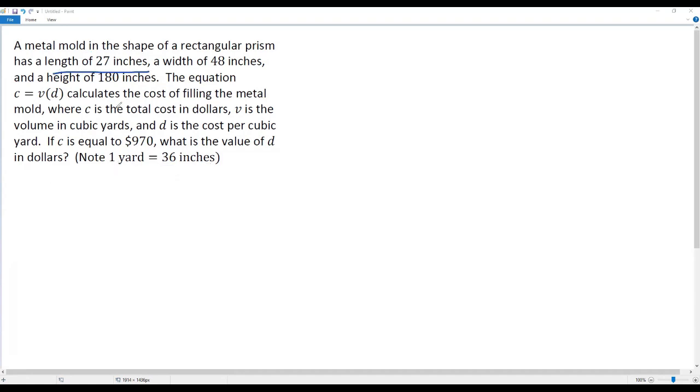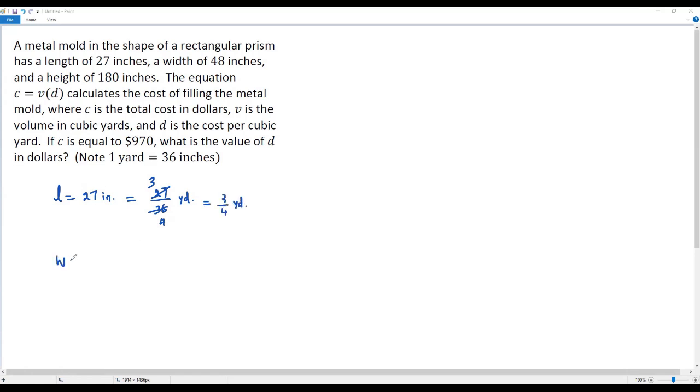Let me take the length of the prism, L equals 27 inches. Let's convert this 27 inches to yards. For that, we divide 27 by 36. The greatest common divisor of 27 and 36 is 9. That is, 9 goes into 27 3 times and 9 goes into 36 4 times. Then we get 3 over 4 yards.